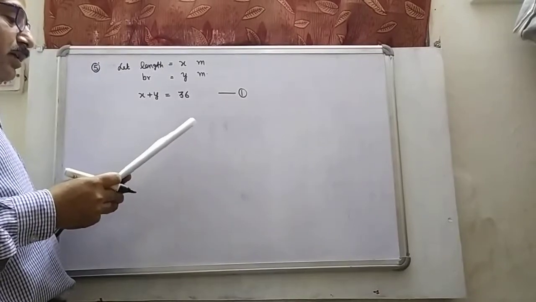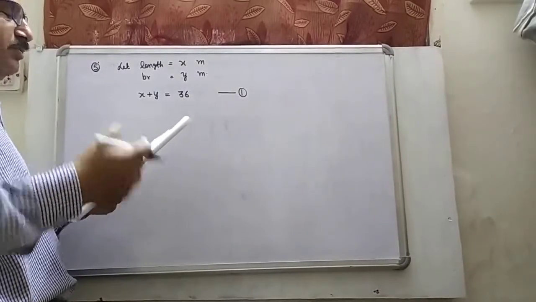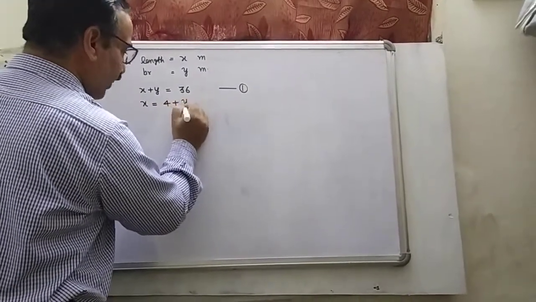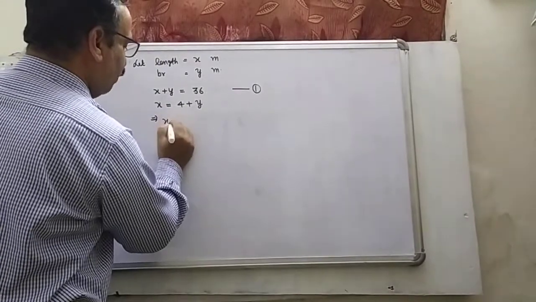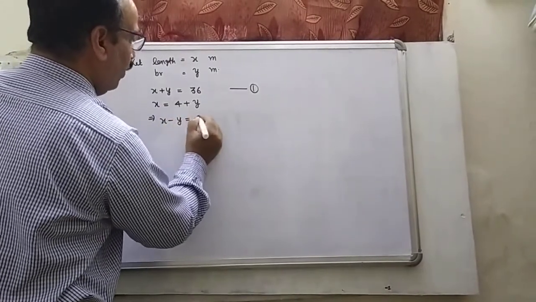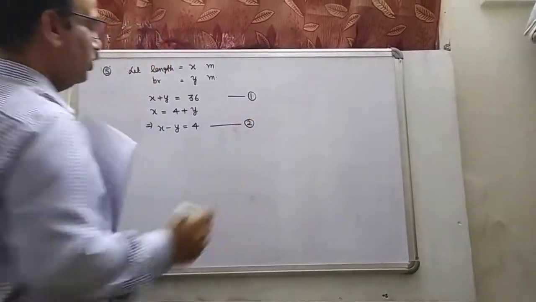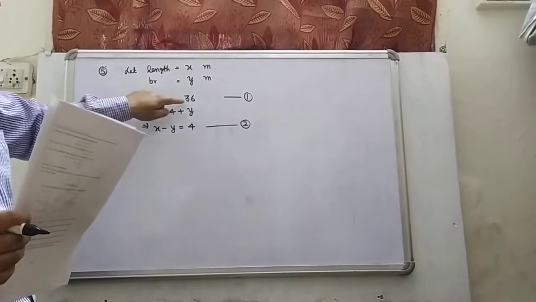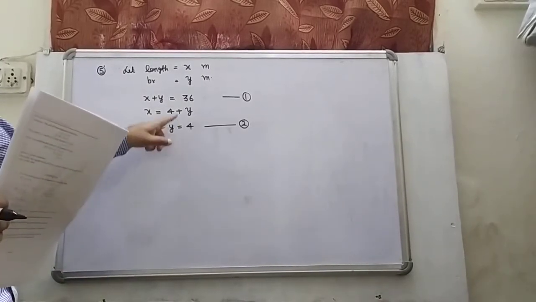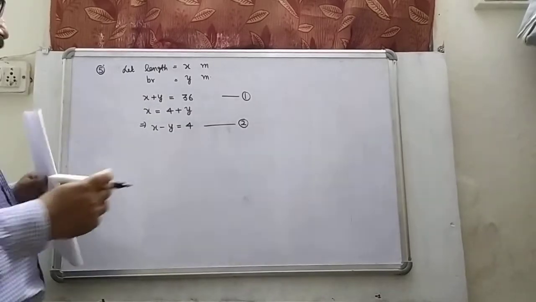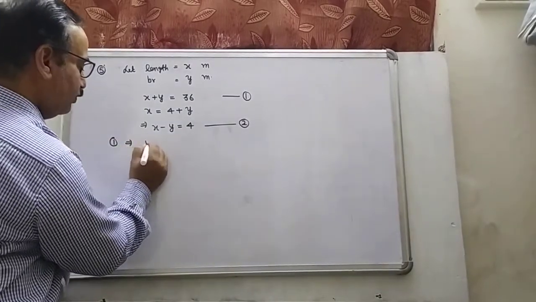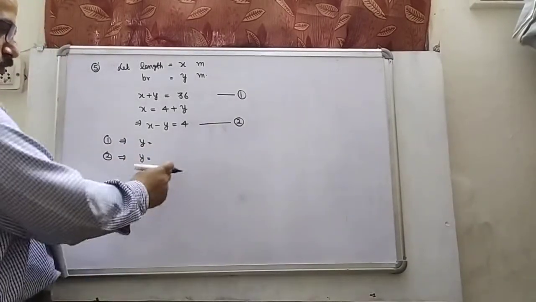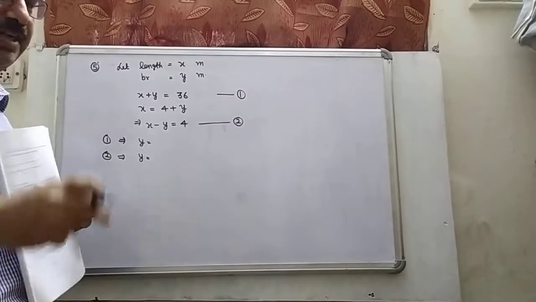Second, they are saying the length is 4 meters more than its width. Or simply we can say x minus y is equal to 4. So in this manner we find two equations, x plus y is equal to 36 and x minus y is equal to 4. Now you have to find the value of y from 1. Similarly, you have to find the value of y from 2. Make the tables and try to find out the graph.